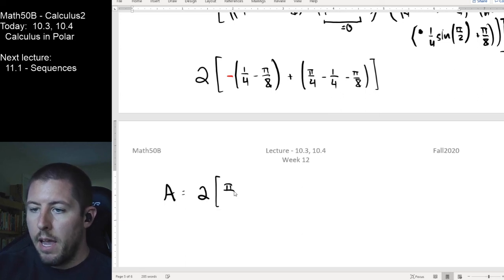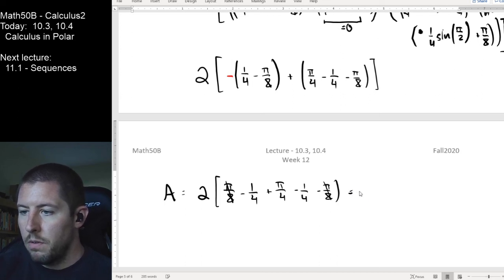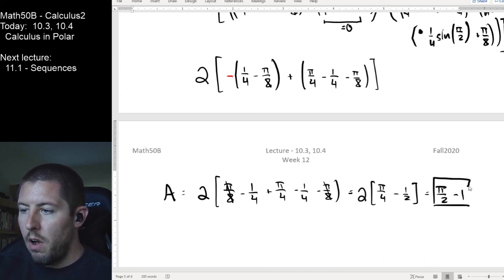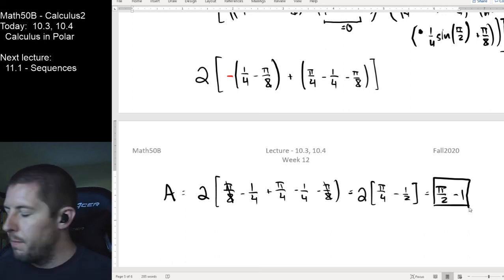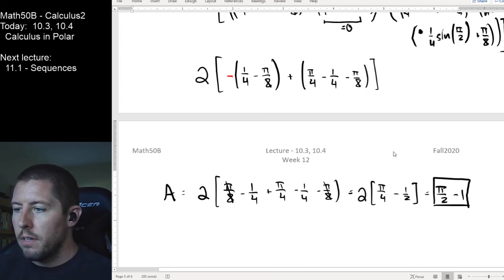So what am I getting here? Pi eighths minus 1/4 plus pi fourths minus 1/4 minus pi eighths. So I'm seeing here a pi eighths and a pi eighths are going to cancel. It looks like I'm getting pi fourths minus a half times 2. Pi fourths minus 1/2 times 2. That's going to give me pi halves minus 1 as the total area of all 8 of those lobes that we're finding out there. All right, there we go. I managed to actually get to the right answer despite making a bunch of mistakes along the way right there, or getting flustered either way.